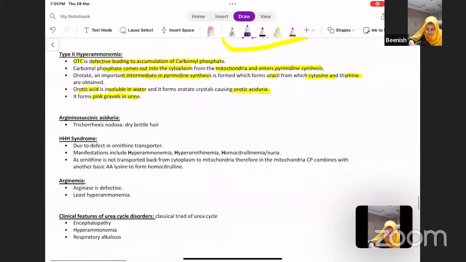Now, argininosuccinic aciduria. Here, what is the distinguishing feature? That is trichorrhexis nodosa. You have dry, brittle hair. Small nodules are present in the hair. It will look something like this.